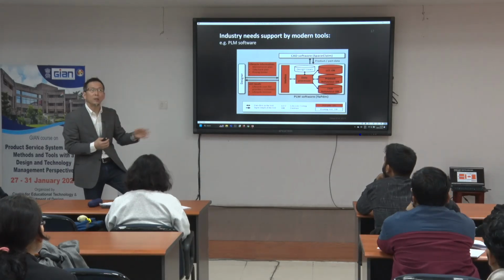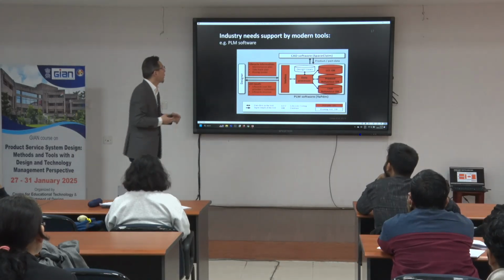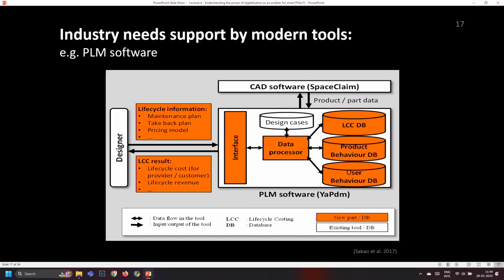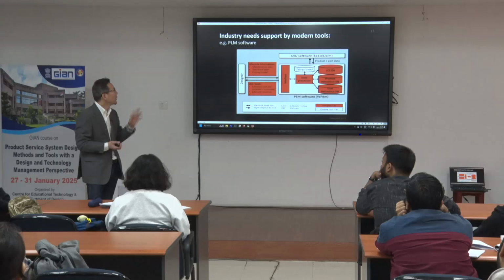We worked with a specific vendor, and we saw an opportunity, especially the additional input and output with the designer, such as lifecycle cost data, revenue data, and also as an input from designers, for example, maintenance data, maintenance planning data, take-back plan, pricing model, and so on. Those are what I have been explaining so far in my lectures related to PSS, which are important. No?